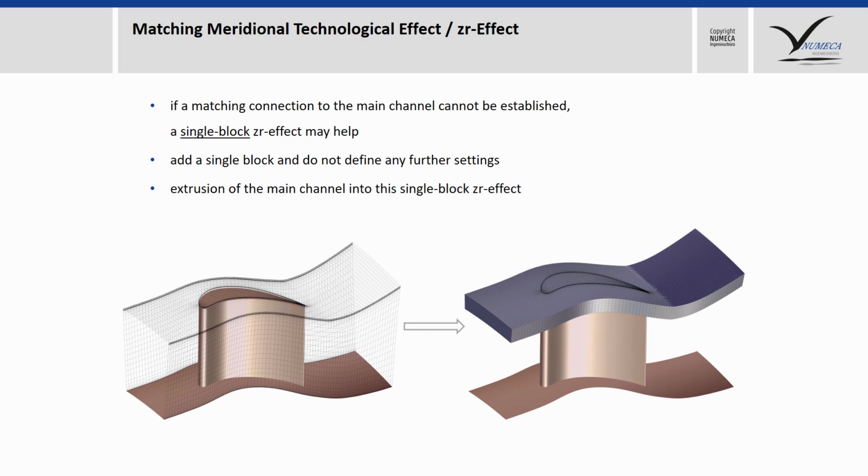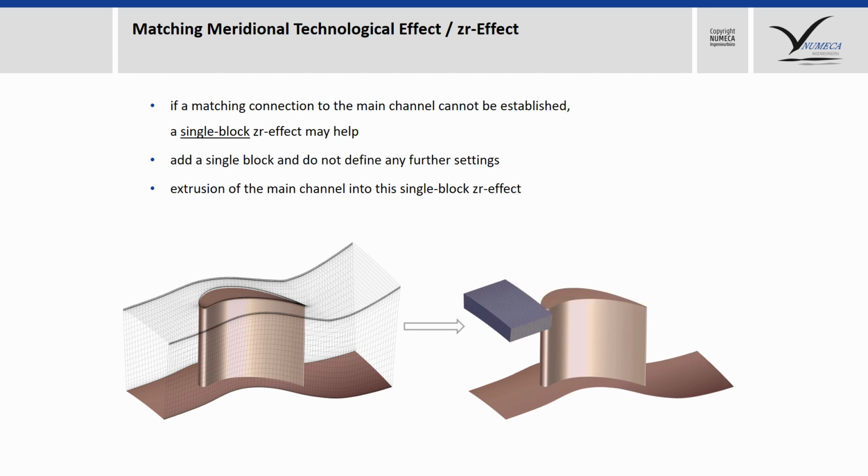Today we will focus on the ZR effect, a special kind of ZR effect, which you may use if you cannot establish a matching connection. This works with a single block which is not modified by the user at all and leads to an extrusion of the main channel into the ZR effect. For that we prepared a case, the rotor of the Aachen turbine, and we have a rising complexity of 3 different ZR effects, which we will show you in the following.